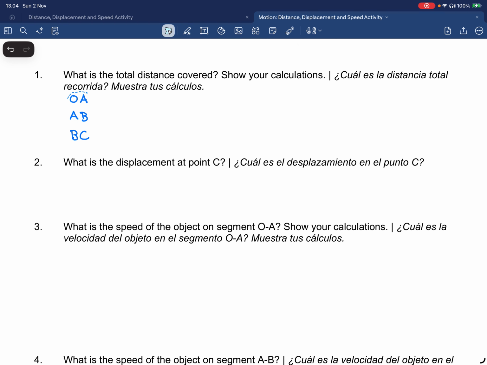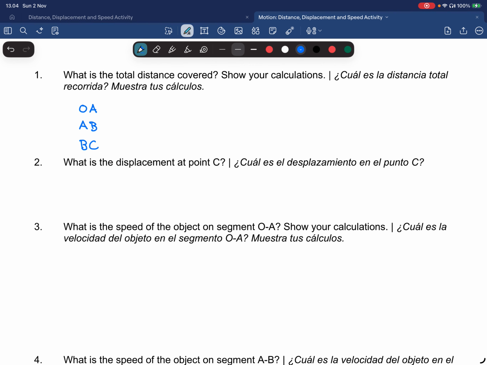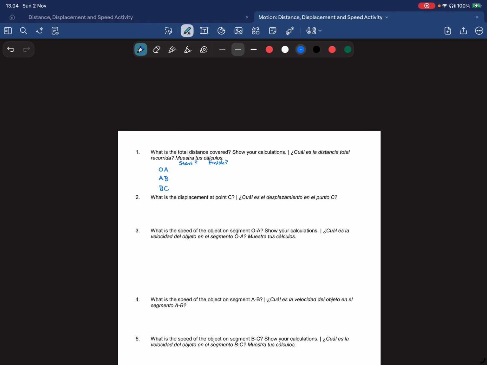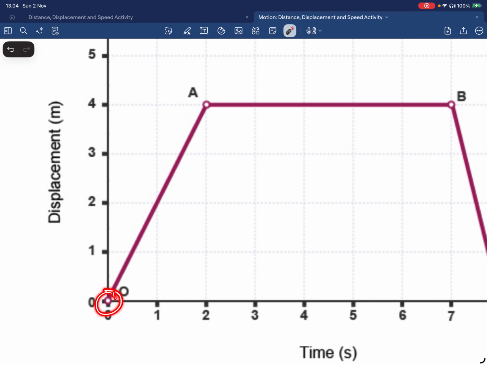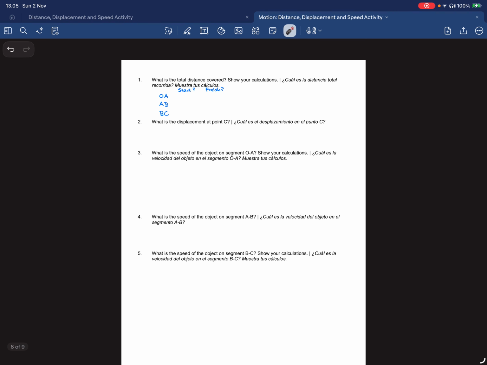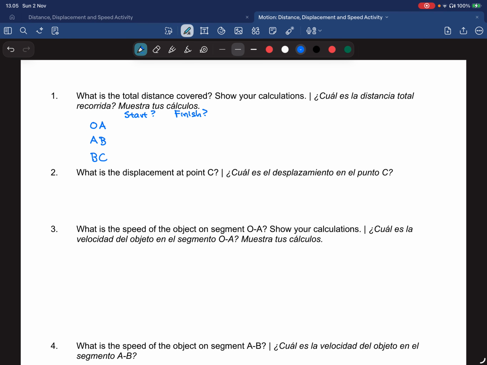All right, so OA, AB, BC. And so basically what I'm going to do is I'm going to put this in a way that should make sense for everybody. I'm essentially going to do a where do I start? Where do I finish? Okay, so at OA, I start at 0 and I finish at 4. So I start at 0 and I finish at 4. That means I have traveled 4 meters.